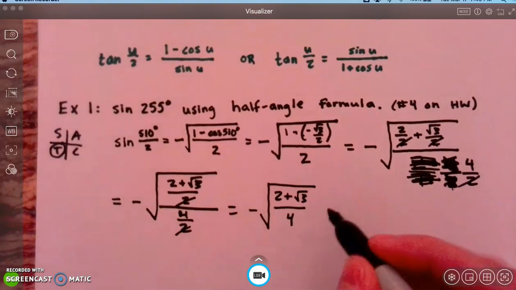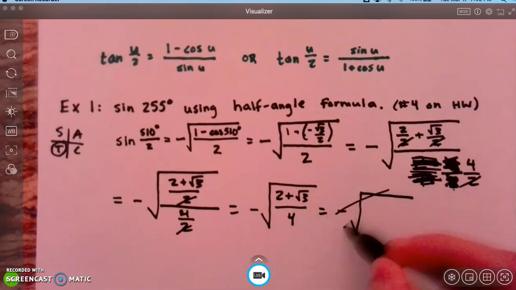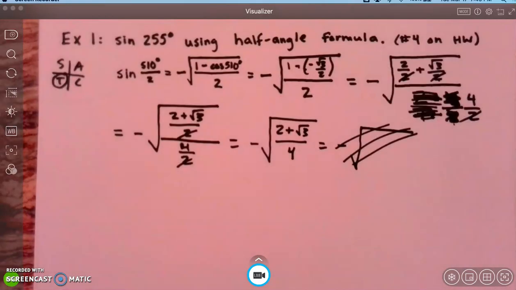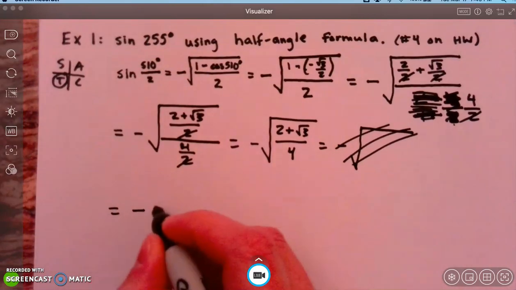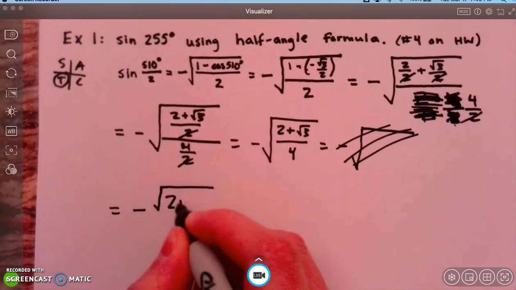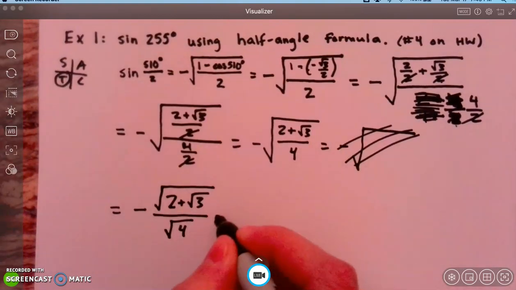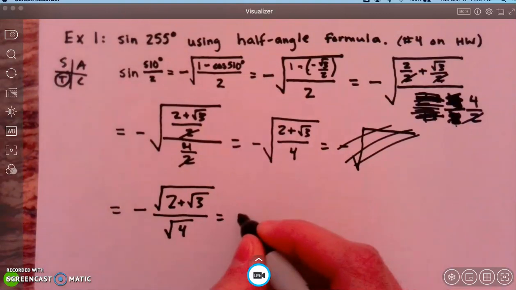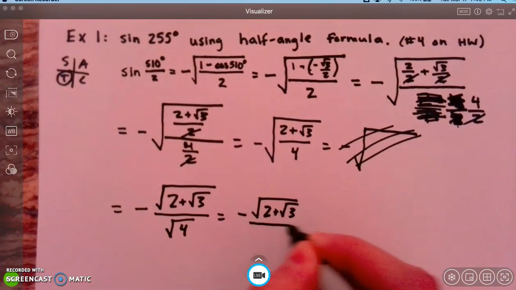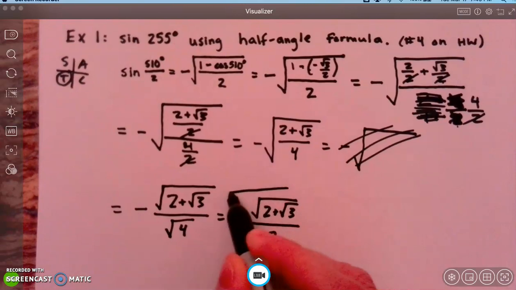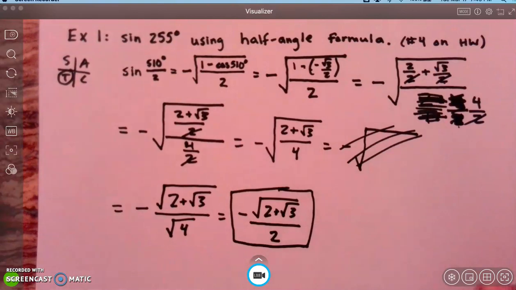And we have to go one more step because remember that in a big radical, you can separate them into 2 smaller ones. Keep carrying that negative. I'm going to rewrite the numerator as its own radical and the denominator as its own radical. And the reason that I want to do that is because now I can simplify that. So I have negative radical of 2 plus radical 3 all over 2. And that is the final answer. Sine of 255 degrees is equal to this value.